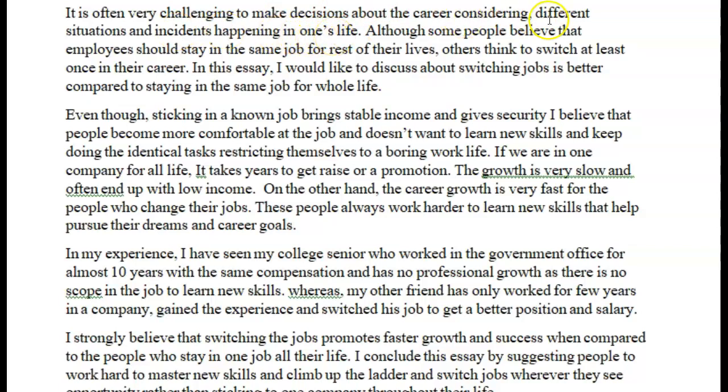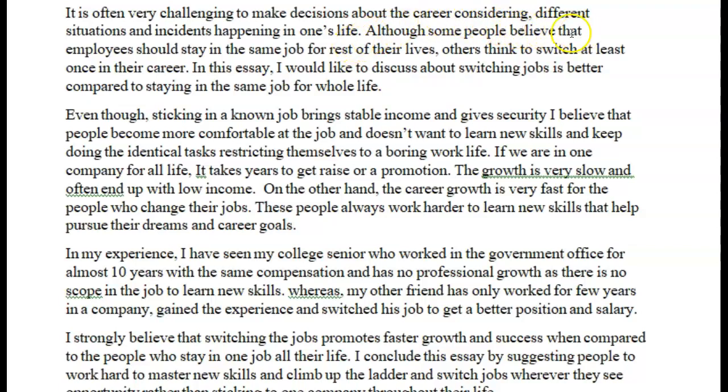Now, I don't really feel you needed to say all this, different situations and incidents, because this essay is not about different situations and incidents. It's just about career changes. So you really should have left this out. One more time. It is often very challenging to make decisions about career switches.